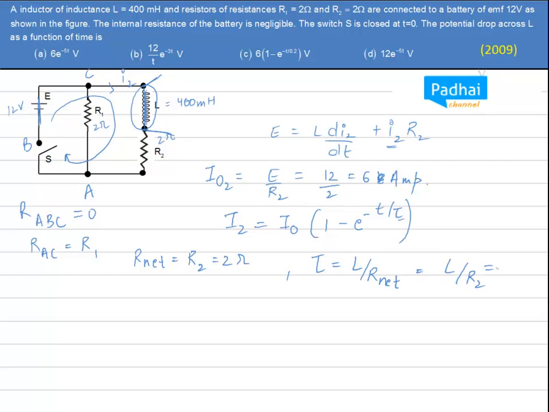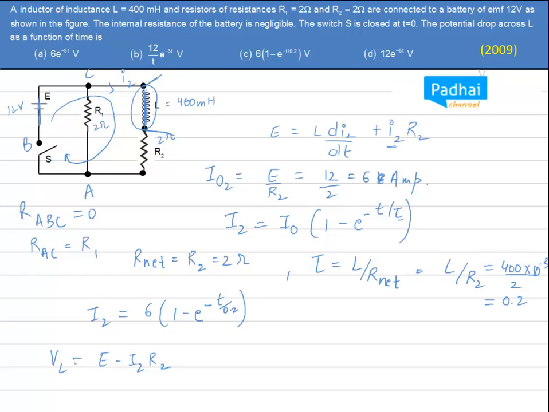So tau, where L is 400 millihenry, is 400 into 10 raised to power of minus 3 divided by 2, which is 0.2. So I2 will be equal to 6 into 1 minus e raised to power of minus t by 0.2. This is I2. Now what is the potential drop across the inductor? It will be E minus I2 R2.